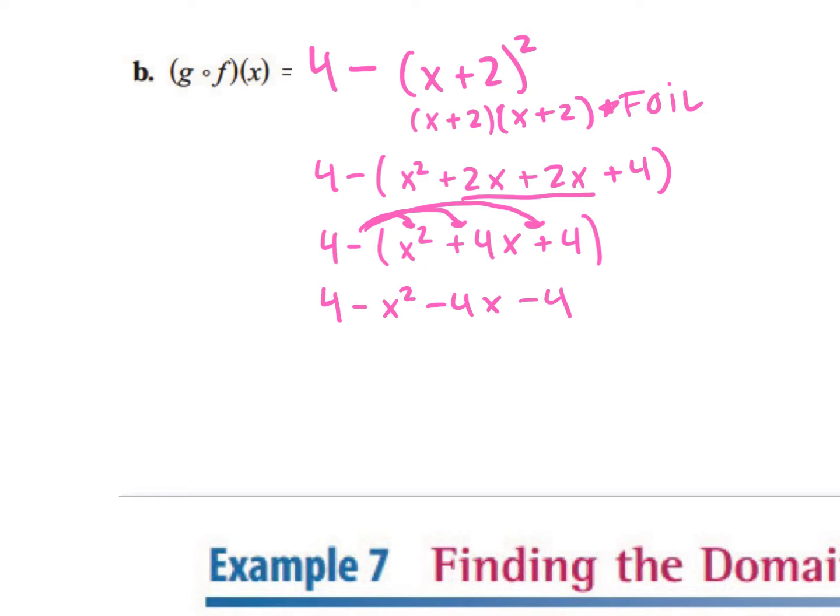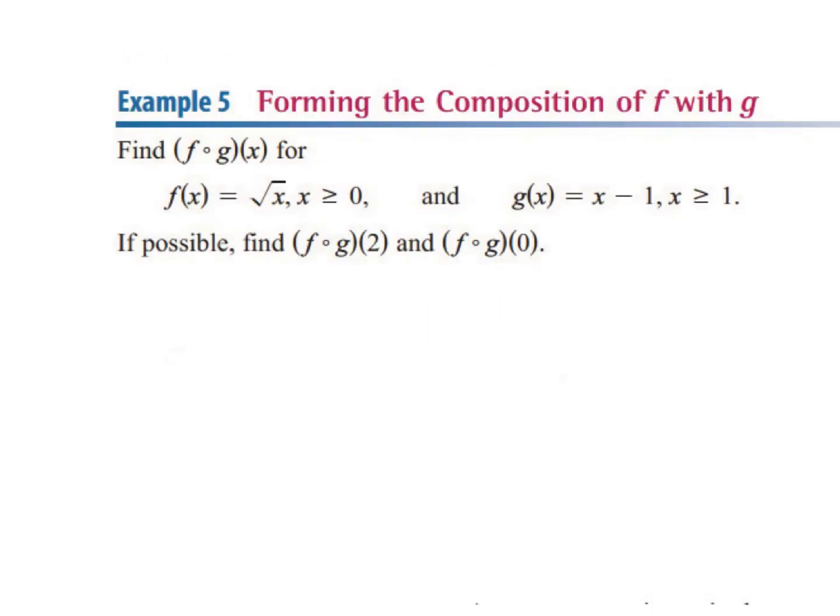And now I can just combine my like terms, and I'm going to put it in standard form. So I start with the negative x squared minus 4x. And what is 4 minus 4? 0. They end up canceling each other out. So g of f of x is negative x squared minus 4x.